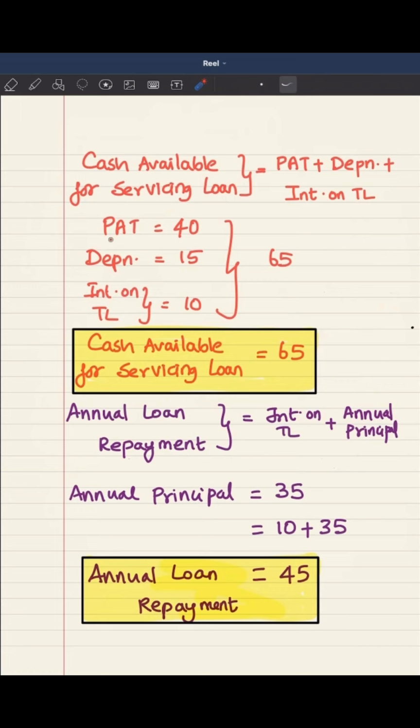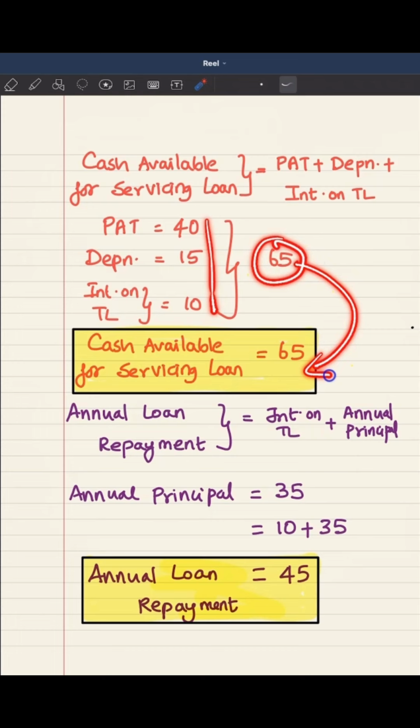Let's take an example. Here, let us find out cash available for servicing the loan. Already I gave you the formula and here you have the respective values. Profit after tax, let's say 40 million. Depreciation is 15 million. Interest on term loan is 10 million. And when I say interest on term loan, it is basically interest on old term loans as well as the proposed new term loan put together. So if you add all this, you are going to get 65.